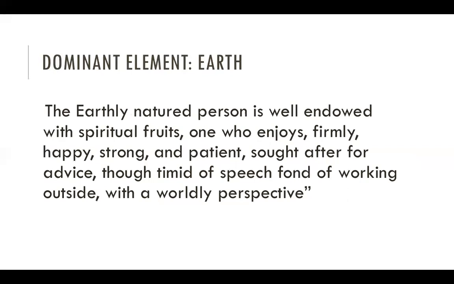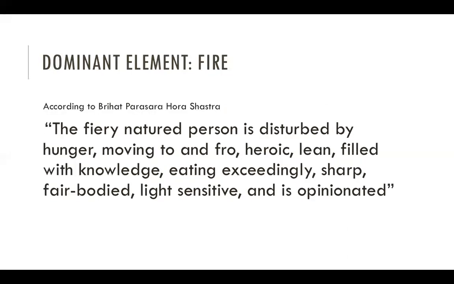Earth element is someone who is of the nature of, who is spiritual, who enjoys things thoroughly, who is firm, happy, strong, and patient, who's sought after for advice, though timid of speech, right? So they don't say much, but when they do say something, people listen. They like to work outside, and they have a worldly perspective. And when you're astrologically in an Earth time lord period, which is Mercury, in your Mercury period, and fire can be the sun. It can also be Mars, right?